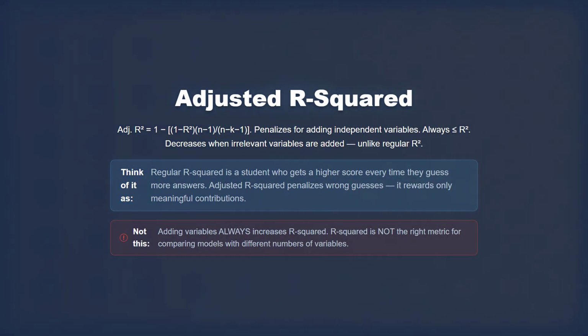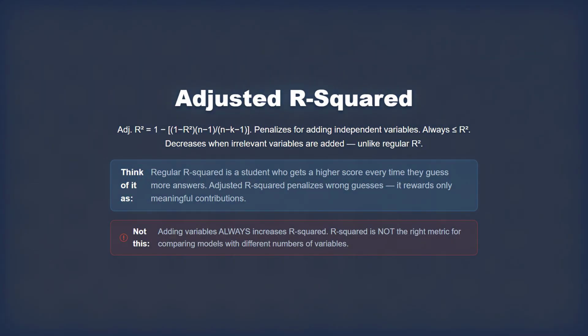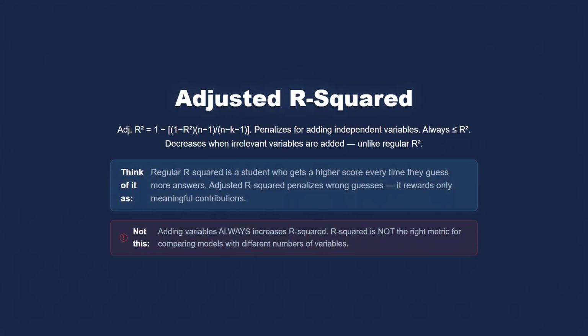Adjusted R-squared solves a critical problem. Regular R-squared mechanically increases every time you add a variable, even a useless one. Adjusted R-squared penalizes for additional variables using n minus k minus 1 in the denominator. If you add an irrelevant variable, adjusted R-squared will decrease. Regular R-squared will stay flat or increase.